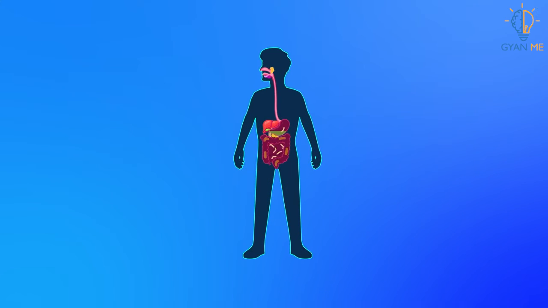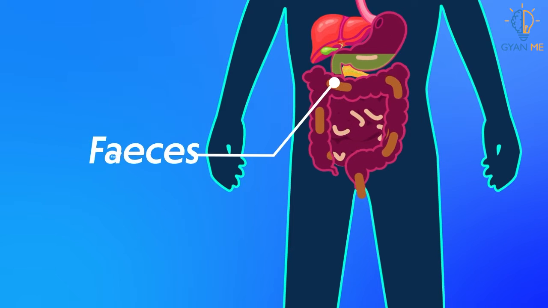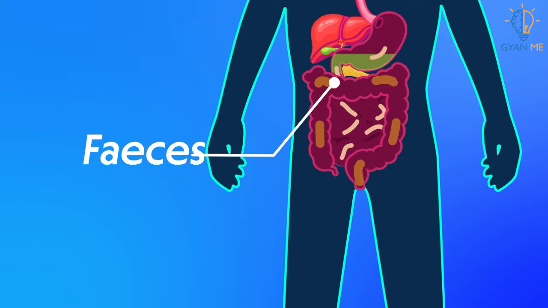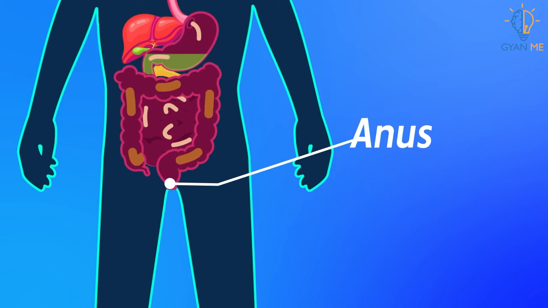The first type of waste material, which is in the form of undigested food, is also called feces. It is removed through our digestive system itself via the anus.